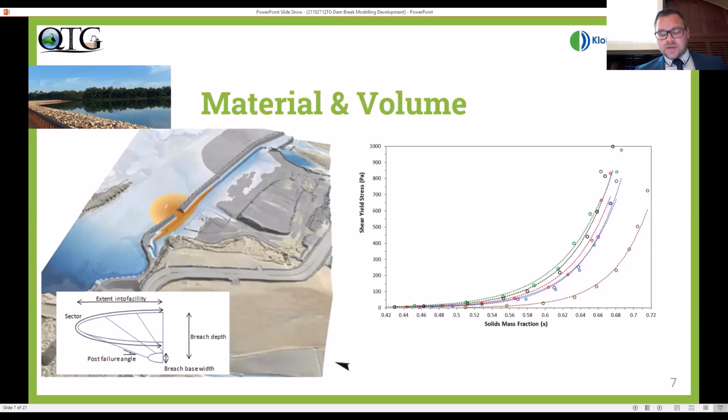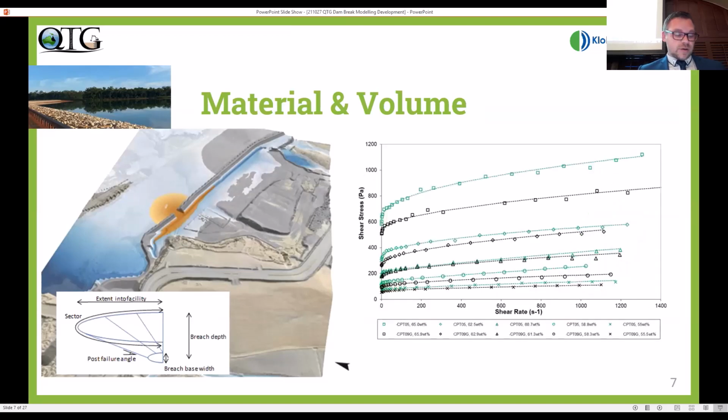It's not necessarily the case that the run-out material's solid concentration is the same as what it starts with when it's in situ in the facility. Once flowing, it can vary in void and moisture content. Secondly, in its real state, there's obviously a lot of variation within the tailings material, whereas the most common approach is to adopt the whole facility as one particular homogeneous material.